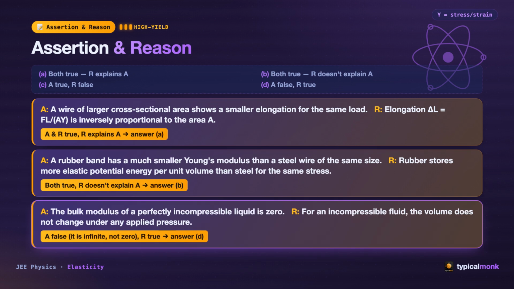Third one, assertion. The bulk modulus of a perfectly incompressible liquid is 0. Reason. For an incompressible fluid, the volume does not change under any applied pressure. Check the reason first. True. An incompressible fluid truly keeps its volume fixed. Now, the assertion. Since bulk modulus is minus delta P over delta V by V, and delta V goes to 0, the bulk modulus actually goes to infinity, not 0. Assertion false. Reason true. Option D.